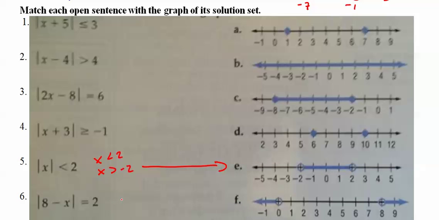8 minus x equals 2. And 8 minus x equals negative 2. Just going to solve it on the fly. X equals 6, I think. X equals 10. So 6 and 10. 6 and 10. Cool.